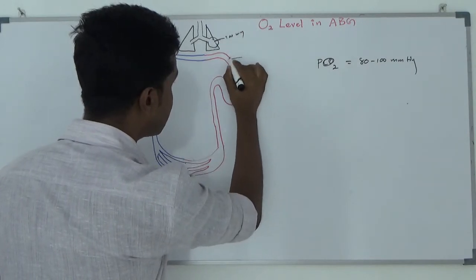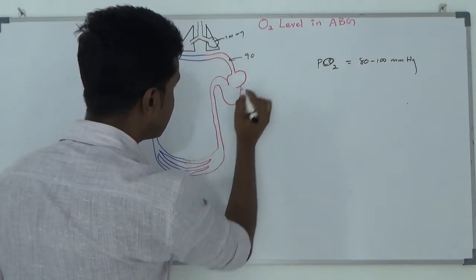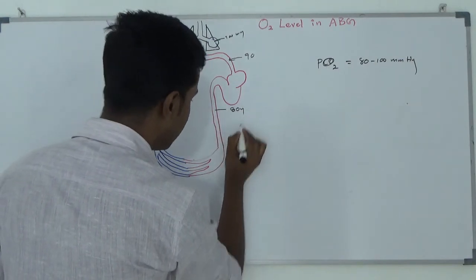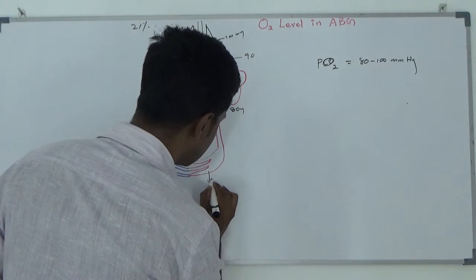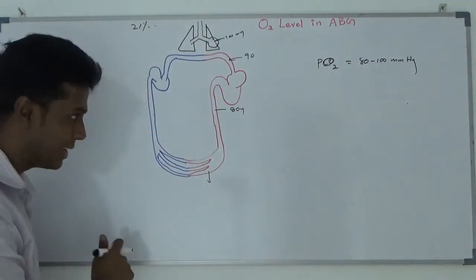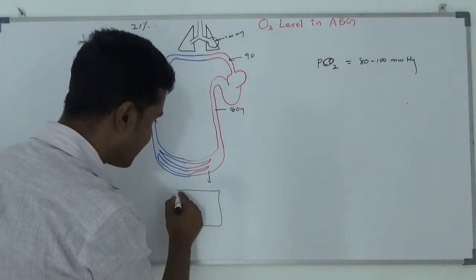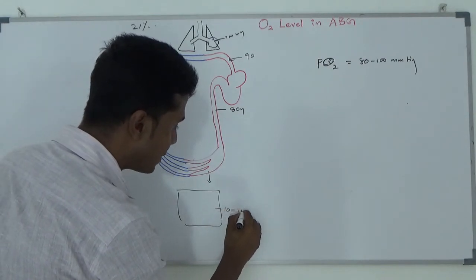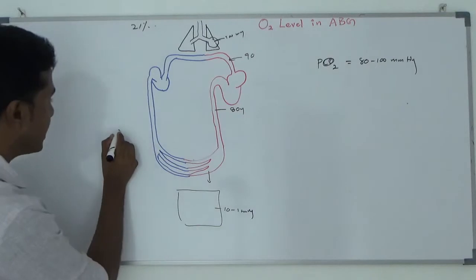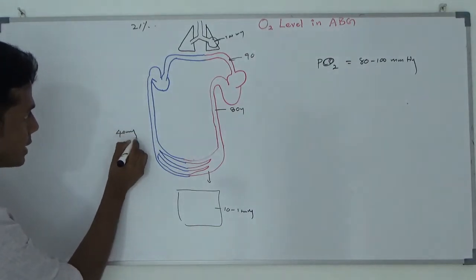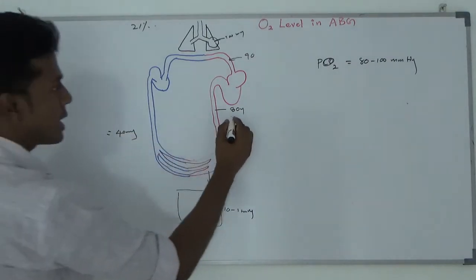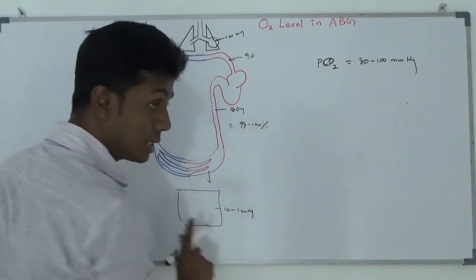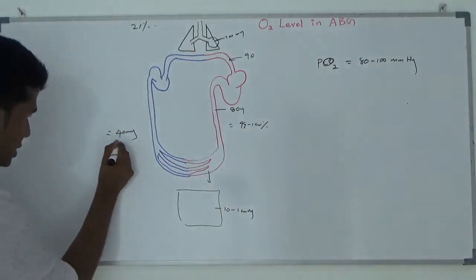When it comes into here, it reduces to 90. When it comes into here, it is reduced to 80. When it comes into the mitochondria, it reduces to 10 to 1 millimeter mercury. This side, 40 millimeter mercury. Here saturation is somewhere around 99 to 100% oxygen saturation. Here oxygen saturation is 75%.